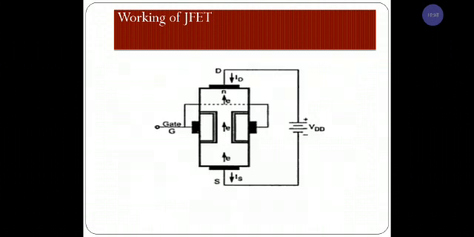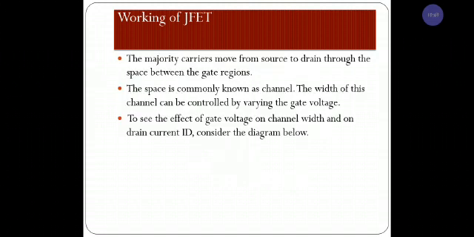So if you notice in the figure, you can see the gate has been opened. So if we pass the voltage to the particular gate, the current conduction will take place in this lower way. The majority carriers move from source to drain through the space between the gate regions. The space is commonly known as the channel. The width of this channel can be controlled by varying the gate voltage.